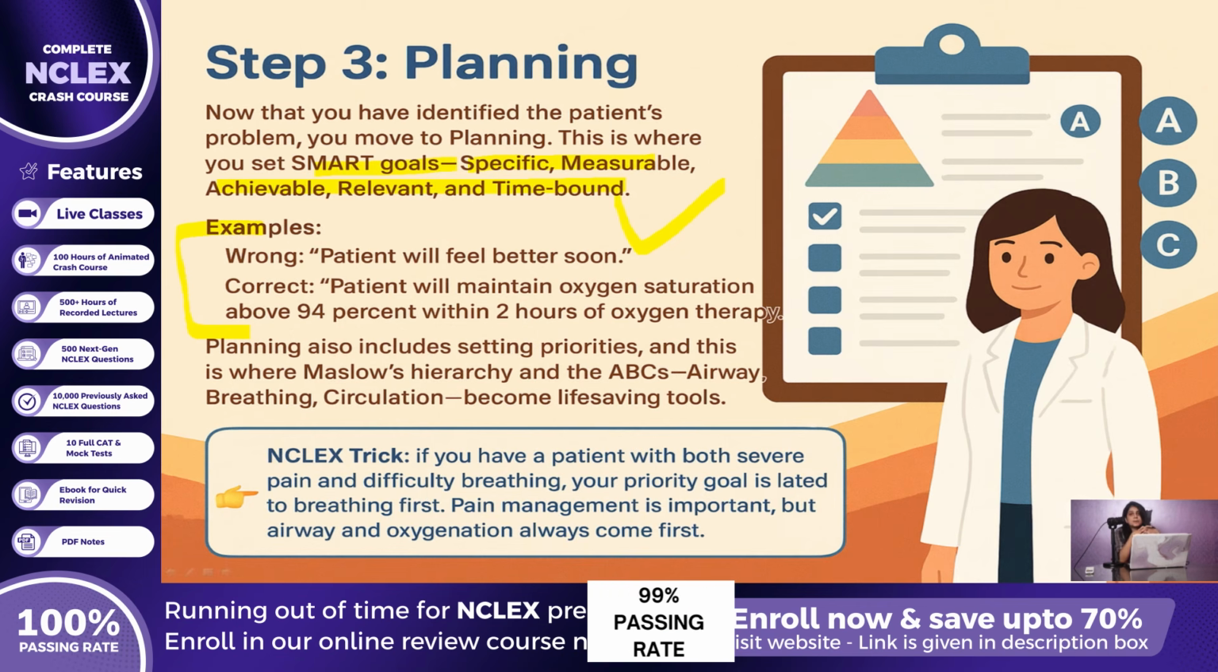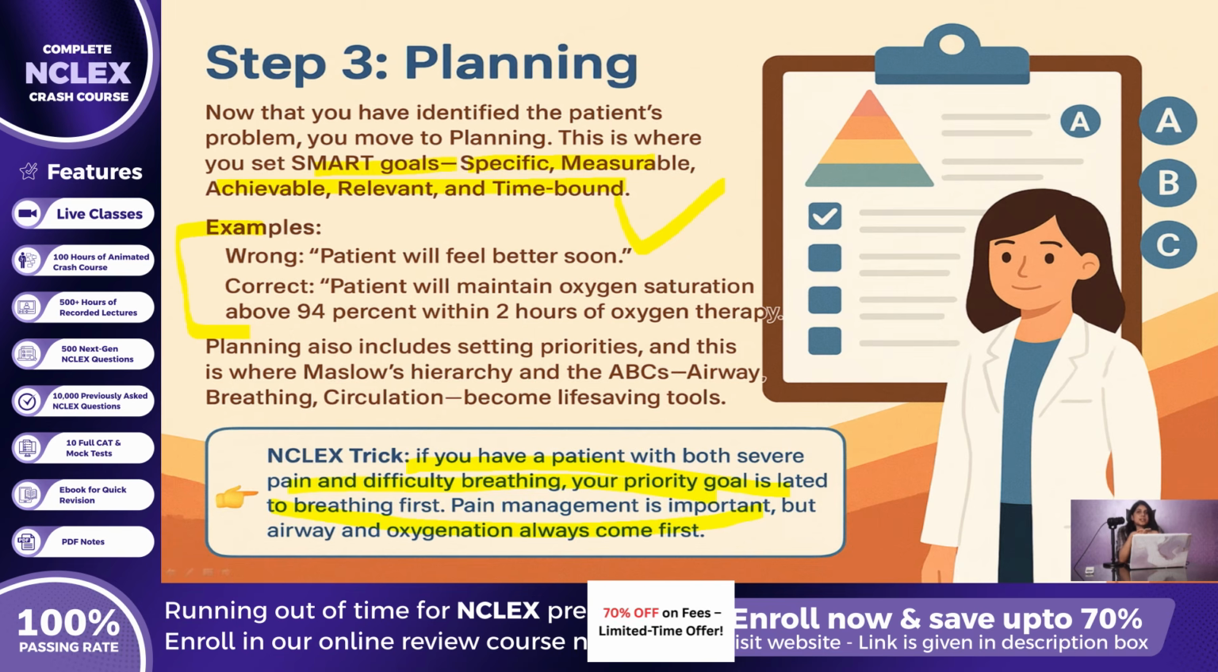Planning also includes setting priorities. And this is where Maslow's hierarchy and the ABCs, airway, breathing, circulation, become life-saving tools. NCLEX trick: if you have a patient with both severe pain and difficulty breathing, your priority goal is related to breathing first. Pain management is important, but airway and oxygenation always come first.